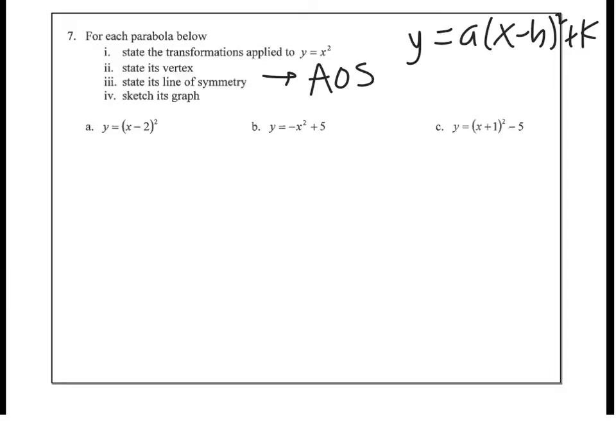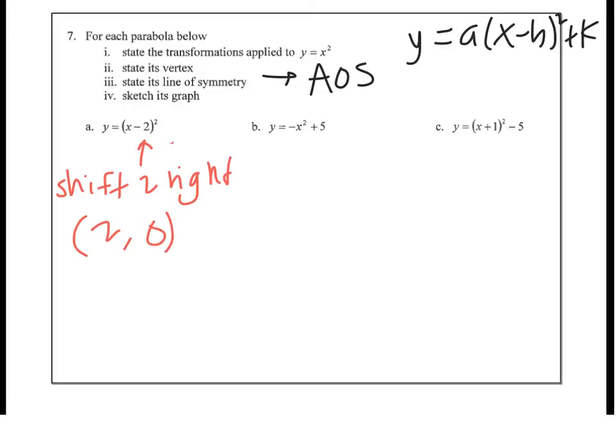A value controls whether it opens up or down as well. So transformations, if I'm looking at A, all I have is something in the parentheses, so that 2 in there is going to lie to me. It shifts it left or right. And in this case, it's going to shift it 2 to the right. Only transformation there. Its vertex, well, it's in vertex form, so if it's shifted left or right, that's going to be the h value, so it's going to be 2. And then there's nothing added or subtracted out here, which means it was not shifted up or down at all. So the y is still 0, so that's my vertex.